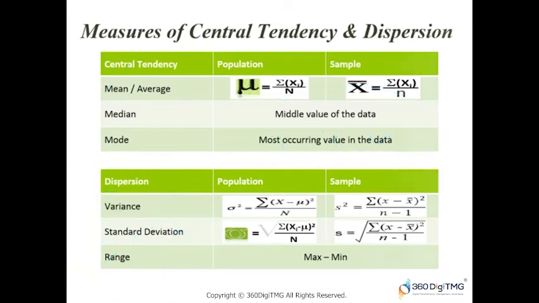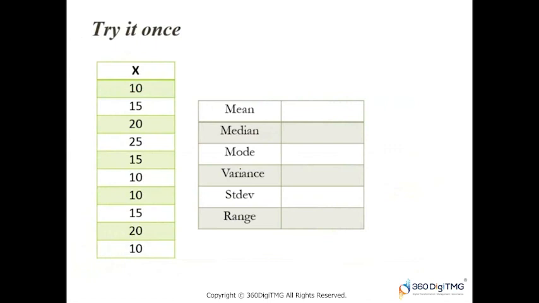All right. Okay, here is a quick exercise for you to identify the mean, median, mode, variance, standard deviation, and range for these numbers. You can either make use of Excel or Minitab, or you can do a manual calculation. It's left up to you. All right, try it for your own understanding while I move forward.